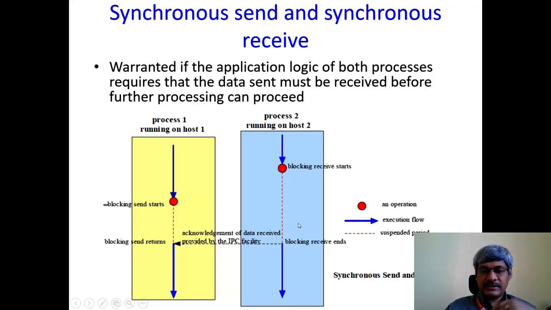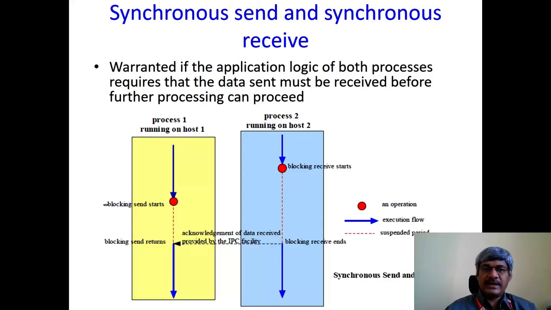Then this receive operation will receive all the data. Since it has received the data, an acknowledgement can be sent that the data is received, and this acknowledgement is provided by the IPC facility. Then both processes can continue with their further execution. This sort of blocking send and receive may be required if the application logic of both processes requires that the data sent must be received before further processing. This is where synchronous send and synchronous receive may be warranted.